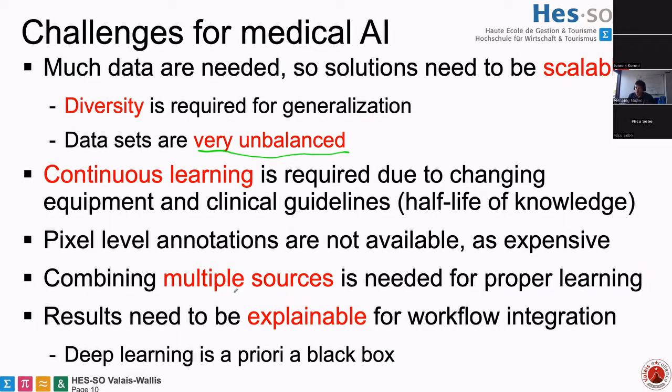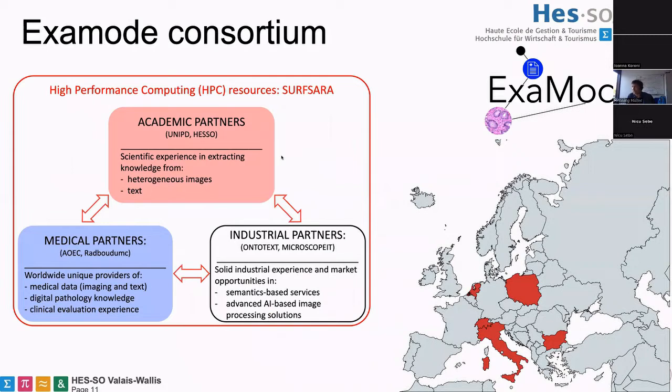And many of these things that I mentioned, we try to address in an EU-funded project called EXAMODE that we coordinate, where we have 7 partners. We have 2 academic partners, one working on images, one on text. Same thing for the industrial partners. Then we have 2 hospitals who help with the implementation of the decision support tools. And underlying, we have a national supercomputing center in the Netherlands that helps us to scale up.